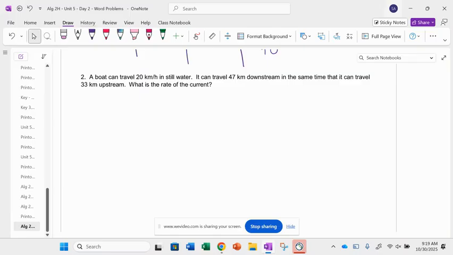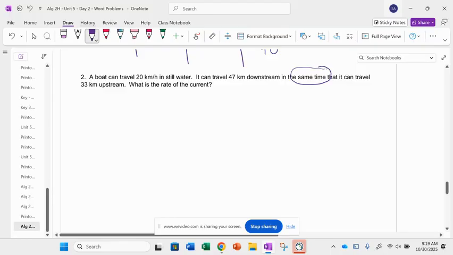Same thing with this boat, right? When it's going downstream, it's working with the current, so it's going to go faster. When it's going against the current, going upstream, it's going to slow down. So let's go ahead and make this chart. We know it can travel 47 kilometers downstream at the same time. So ultimately, when we make our equation, what do you think we're going to set equal to each other? The times. We're going to set the two times equal to each other because it says at the same time that it can travel 33 kilometers upstream. So let's make our chart.